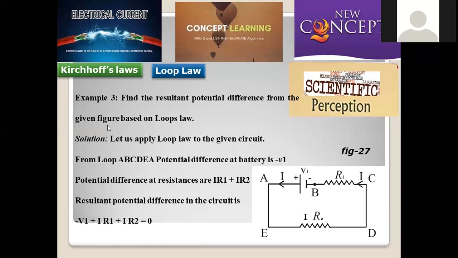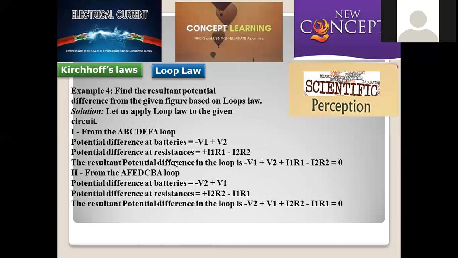This is the conclusion for this example number 3. What are we taking? We are taking one battery. Two resistors were arranged, and under the condition that the current is passing from the battery's positive terminal, that's the reason why the potential difference is assigned the negative sign. And the resistors are 2, whose potential differences are given as IR1 and IR2. Now, the algebraic sum of all these is becoming 0, hence Loop's law got verified. So, example number 3 is also in accordance with Loop's law.